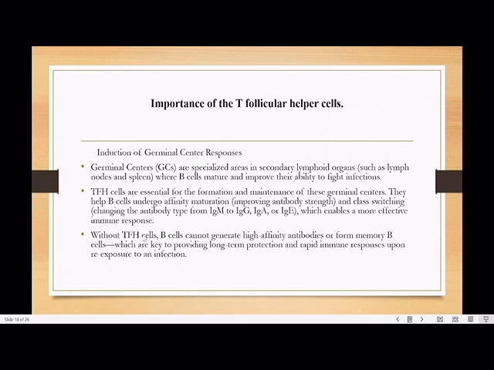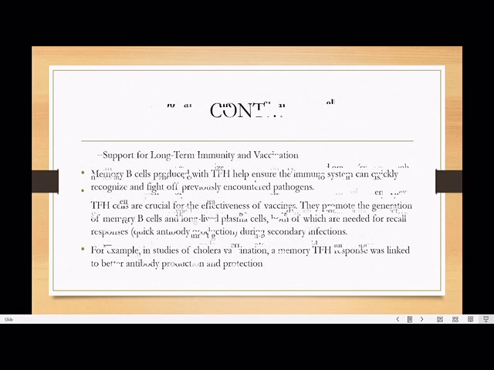Without these cells, the B cells cannot generate high affinity antibody or form memory B cells, which are key to providing long-term protection and rapid immune response upon re-exposure to an infection. You see, these cells support long-term immunity and vaccination.